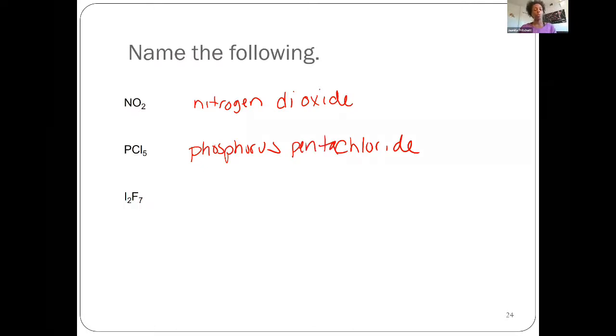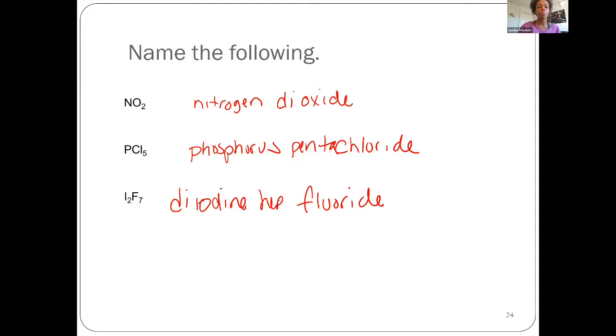For this third one, we have I2F7. And so again, no metal present. So we're going to first write the name of the first element, iodine, followed by the name of the second element, drop that ending and add I, so fluoride. And we'd account for the number of atoms that we see. For iodine, we see 2 of them, so that would become diiodine. And for fluoride, I see 7, and so that would become heptafluoride, okay? Prefixes with molecular compounds, no metal present.